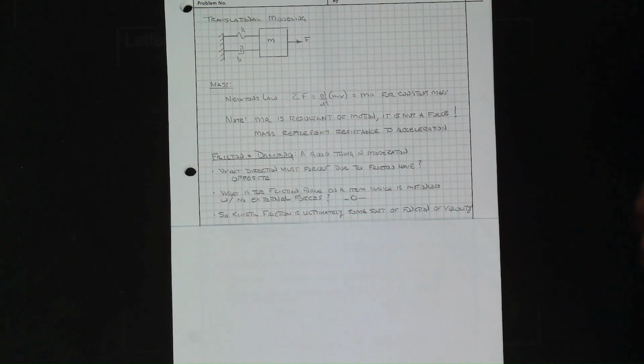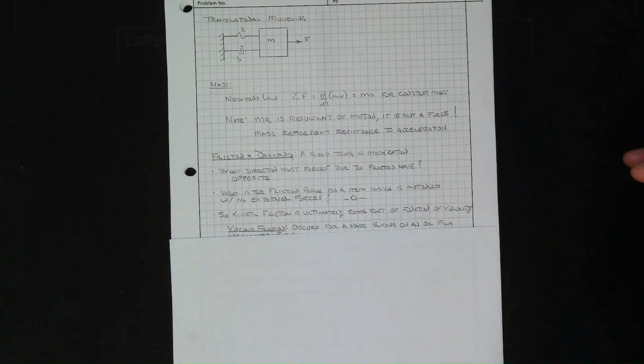What is the friction force on an item which is motionless with no external forces? So this eraser that I just put there. What is the friction acting on that right now? Zero. Friction is a lazy force. If you don't need any of it, it doesn't give any. All right. So if you're not moving, there's no friction. Relative to kinetic friction, it is ultimately some function of velocity. You've got to be moving to have it.